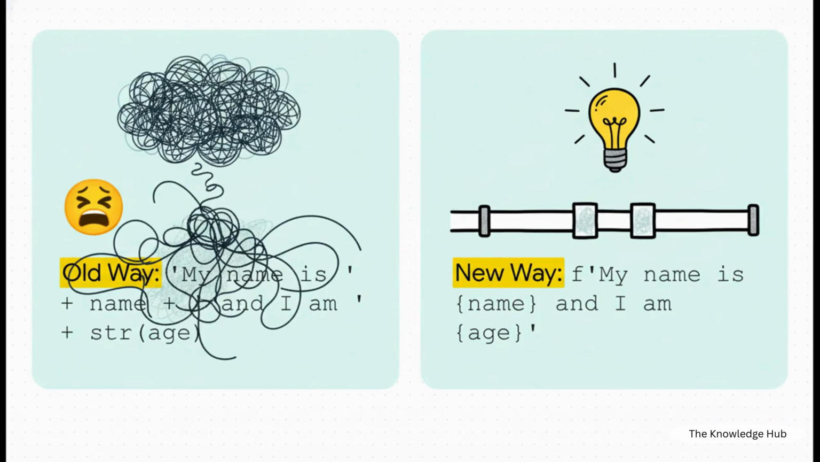And you can really see the difference here. The old way, with all the plus signs, it's clunky and you've got to remember to manually turn numbers into strings, but the modern f-string, oh, it's so clean, so readable, and it handles all that data type stuff for you automatically. It is a total game changer for readability.